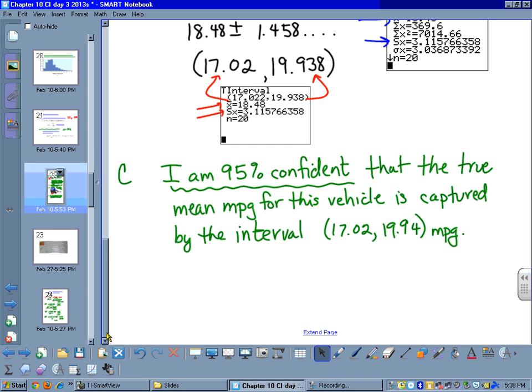Again, you can use this stat test t interval to do your 2 homework problems tonight. And tomorrow I'll give you the t area so you can do it by hand and then use the stat test to check your work.